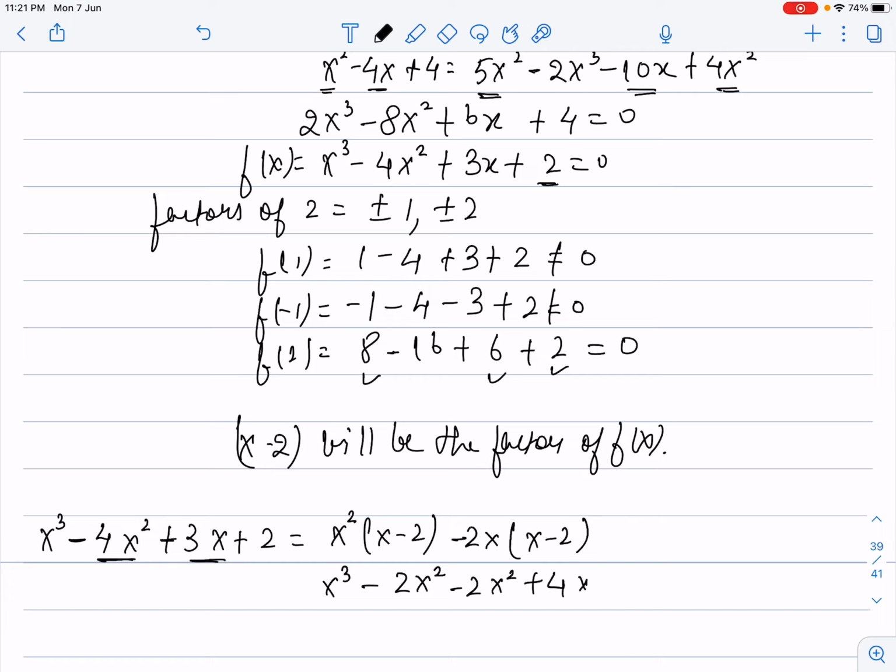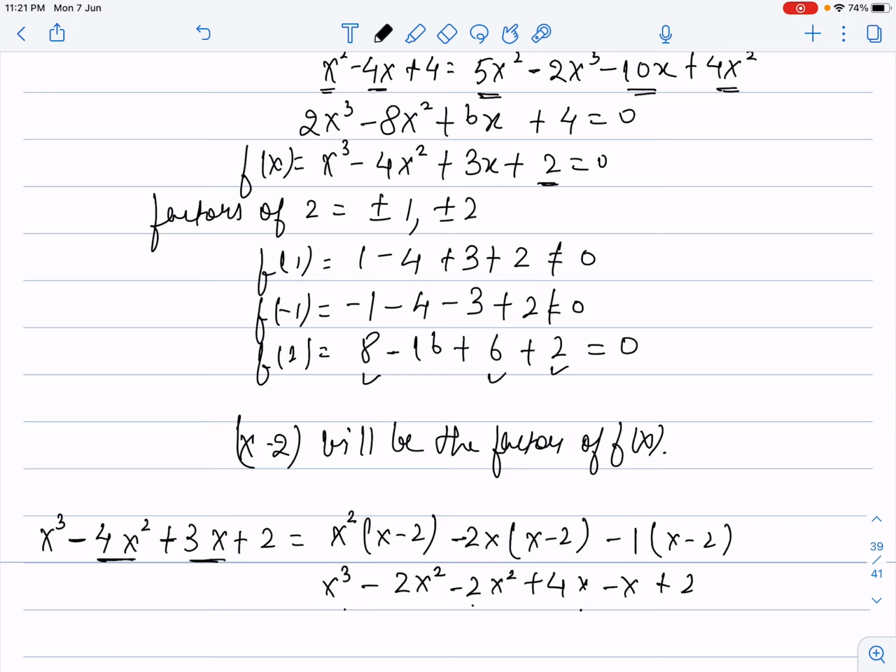I want 3x only, so I would have to get rid of x over here. So I will be multiplying it by minus 1 to get rid of x. With the help of x minus 2, minus x will be coming and plus 2 will be coming. So I got x cube minus 4x square plus 3x plus 2.